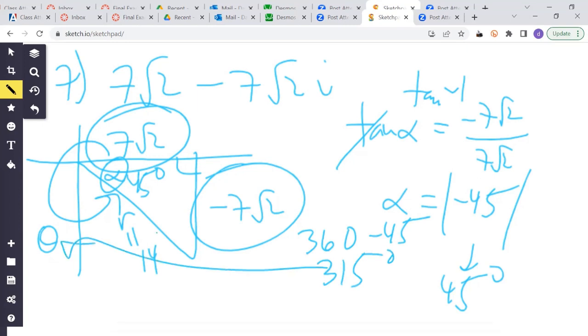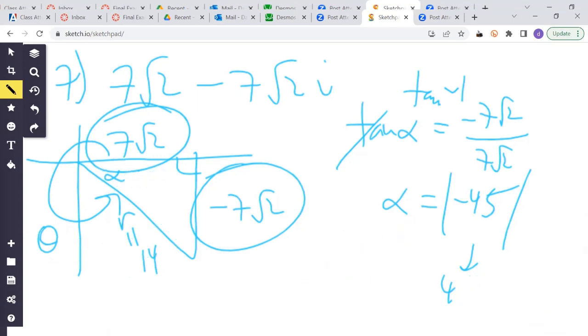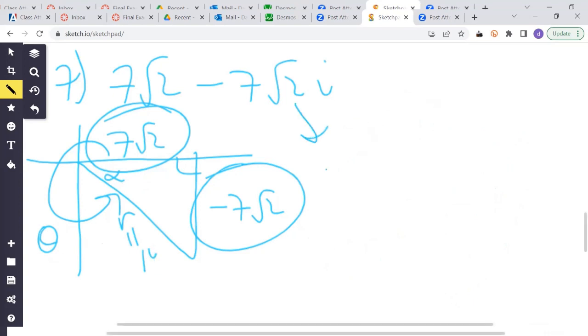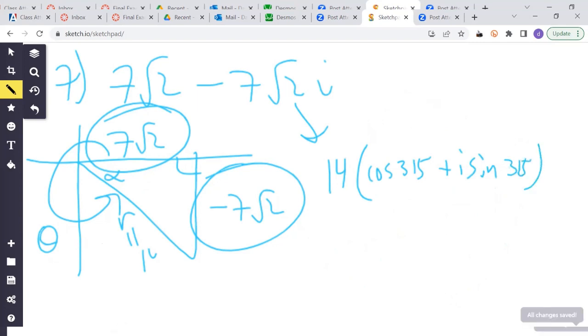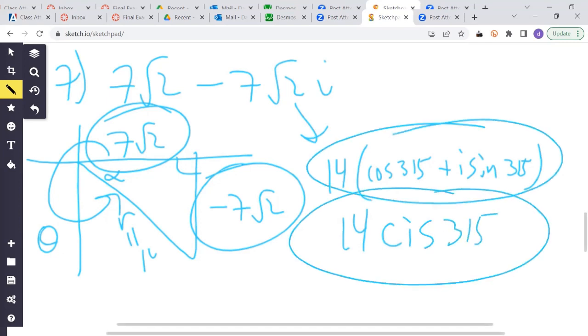So we have r equals 14 and 315 for theta. Theta is 315. So the final answer would look like this. We have r times cosine of theta plus i sine of theta. Or if you want, 14 times cosine 315 plus i sine 315. Either one. Either of these, 100%.